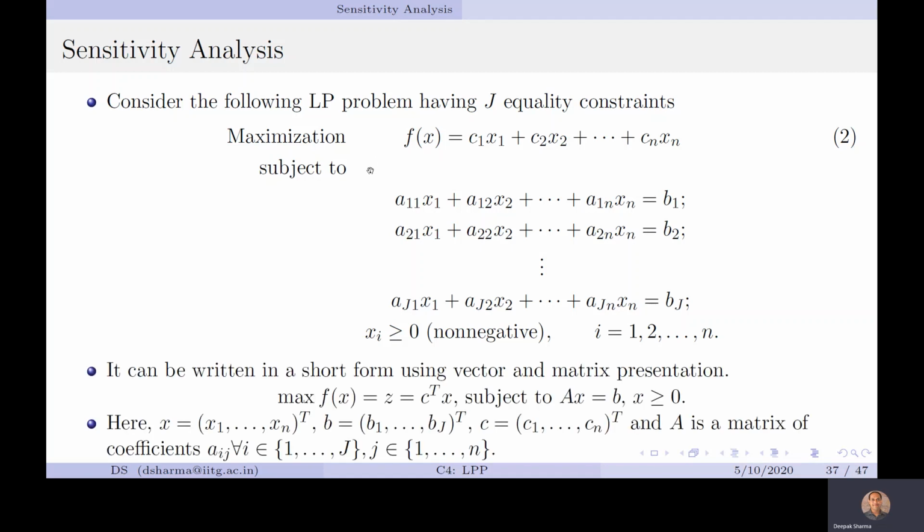This particular format, which we have done earlier as well, we are going to write in terms of vectors and matrices, so we get a very short format. That short format is maximization of the function Z equals C transpose X. C is the column vector of cost coefficients, X is a column vector of variables, subject to AX equals B, and all X greater than or equal to 0, the non-negativity condition. So X, B, C are column vectors and A is the coefficient matrix, which we have discussed earlier.